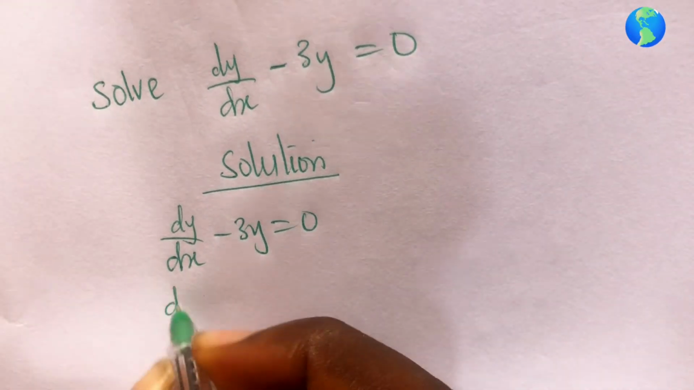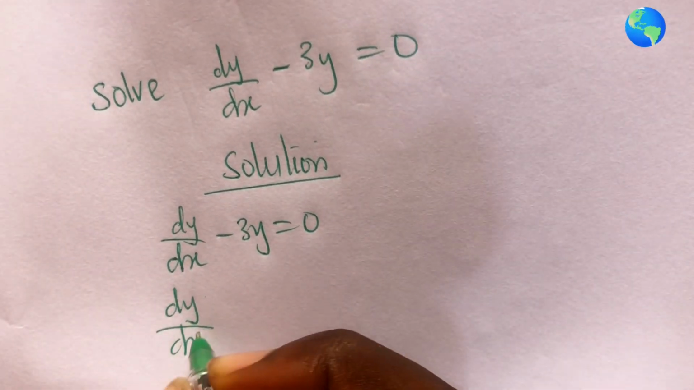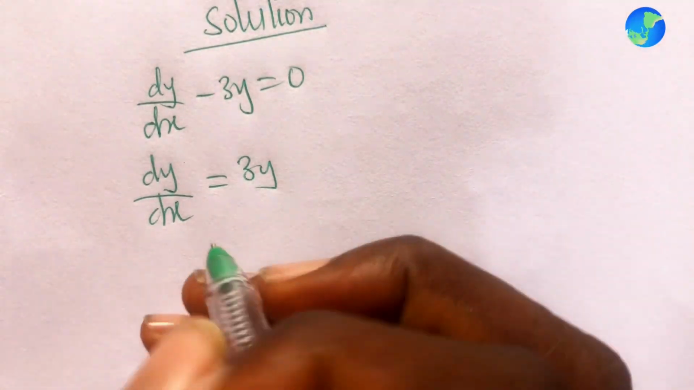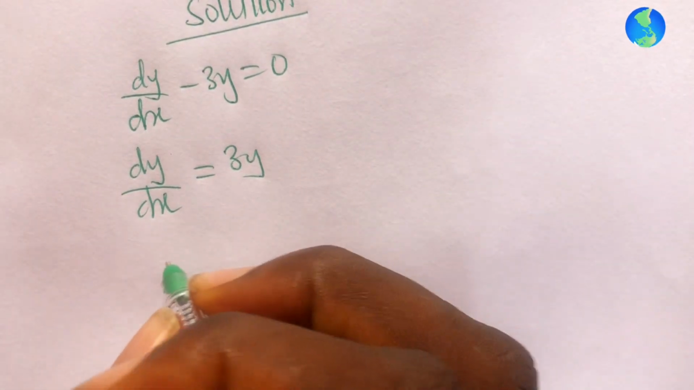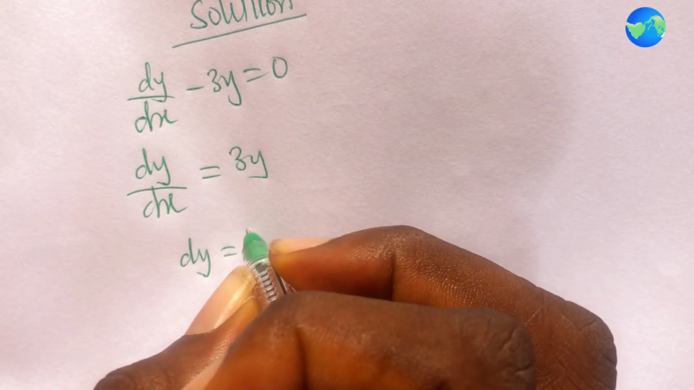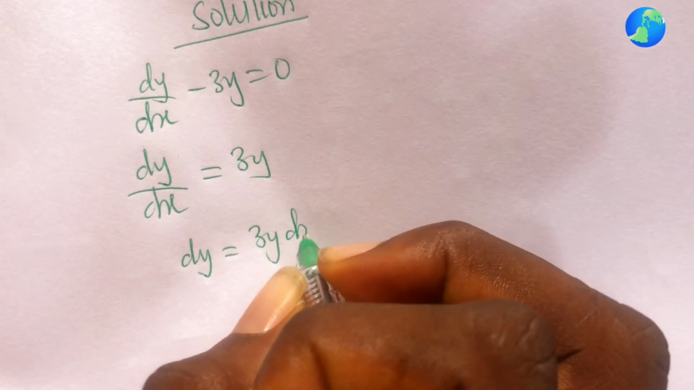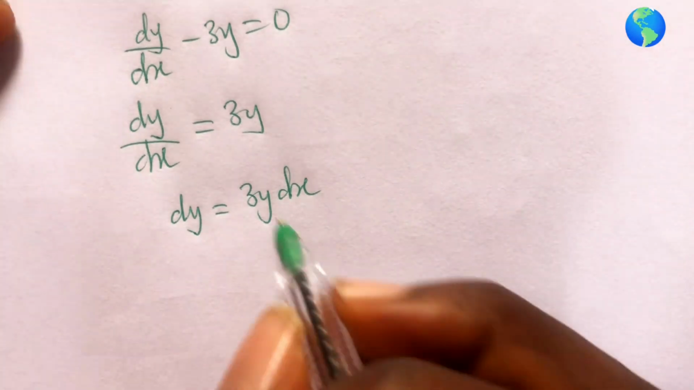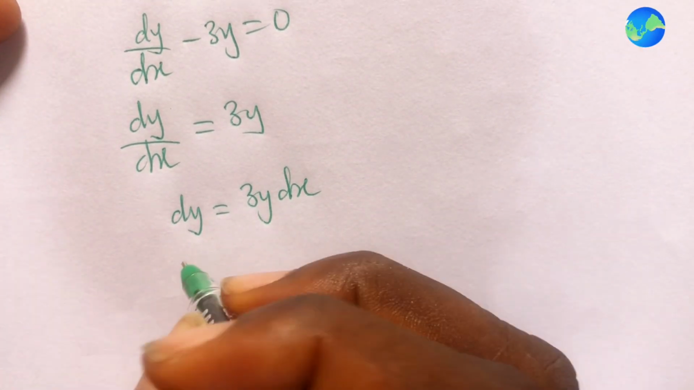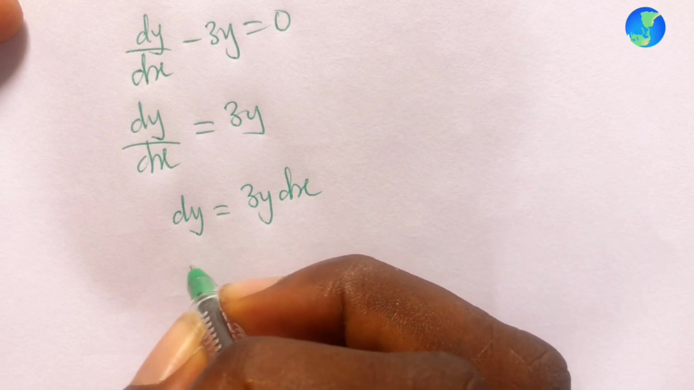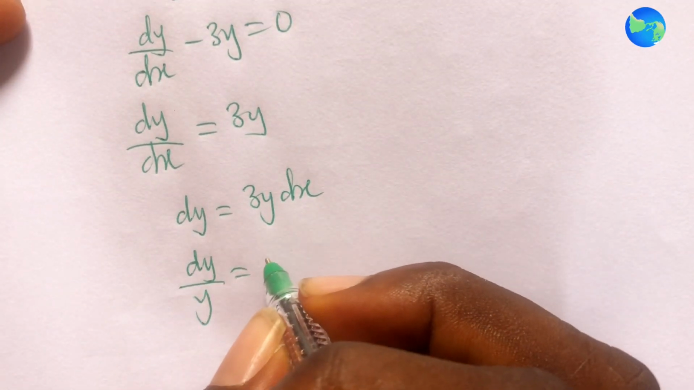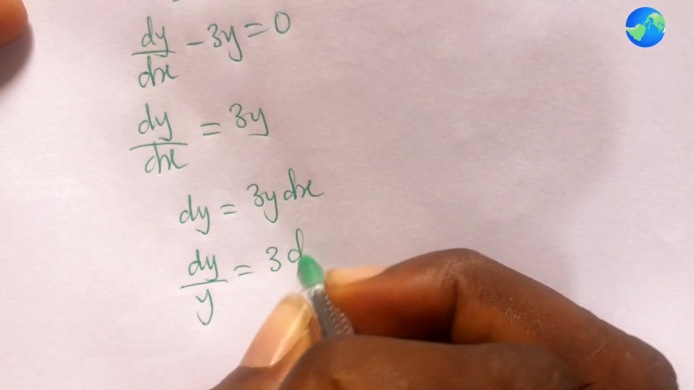So for this I can write dy over dx is equal to 3y, right? Let's cross multiply, so I can have dy equals 3y dx, so that we can divide both sides by y. By so doing, I'm going to have dy over y is equal to 3 dx.